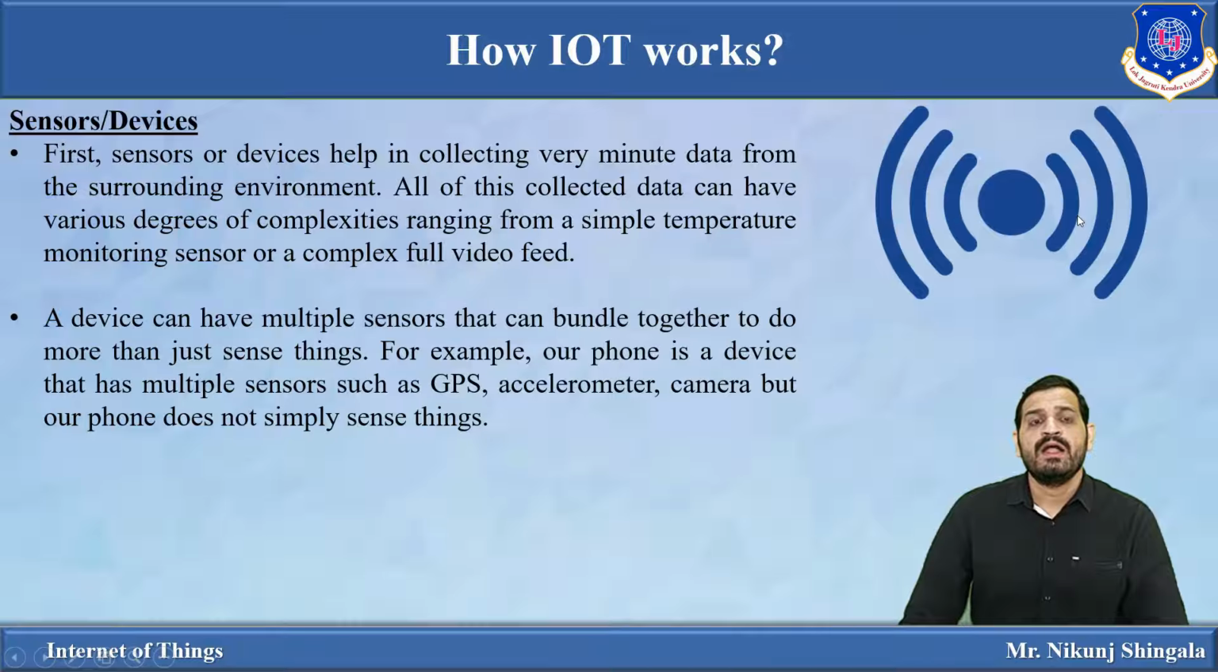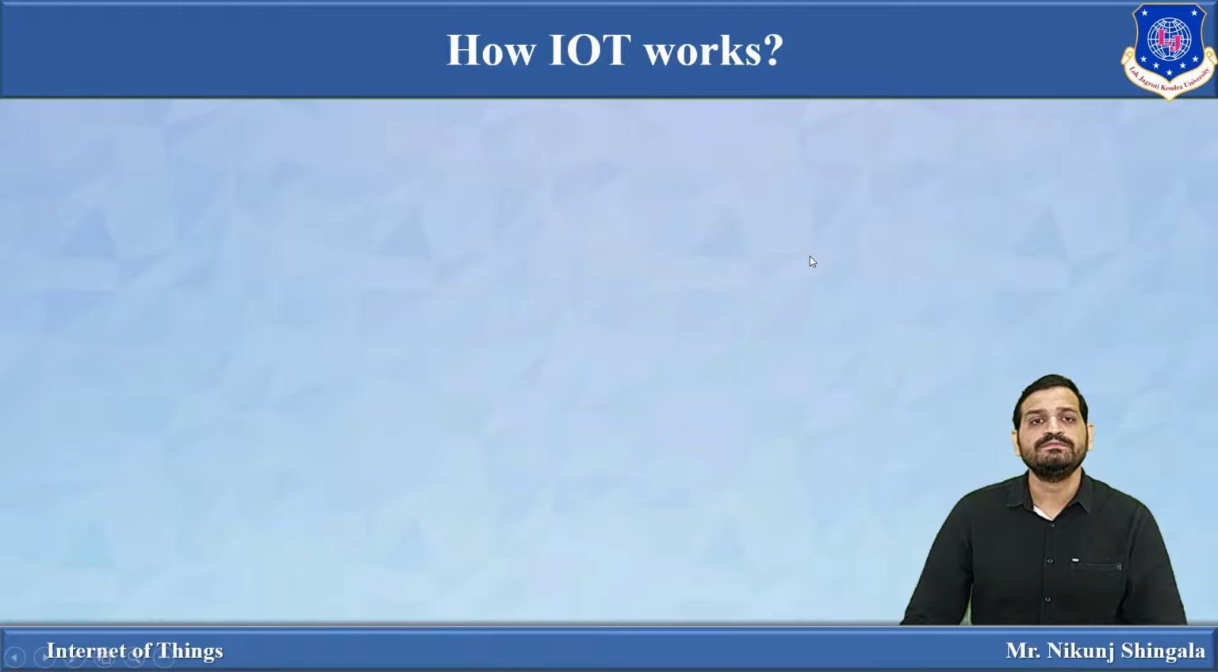A device can have multiple sensors built into the same thing. For example, our phone is a device with multiple sensors: a GPS sensor, an accelerometer, a camera. But our phone does not simply sense things. Basically, the phone is used for communication purposes.